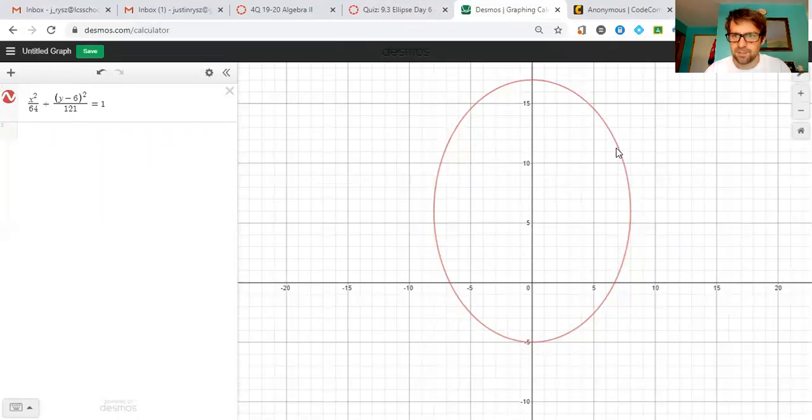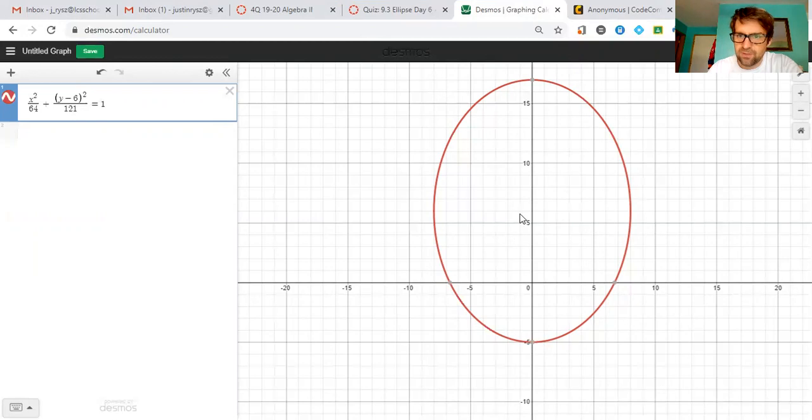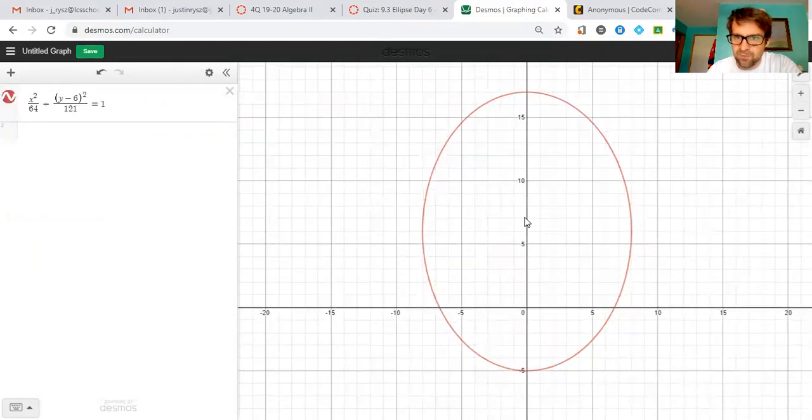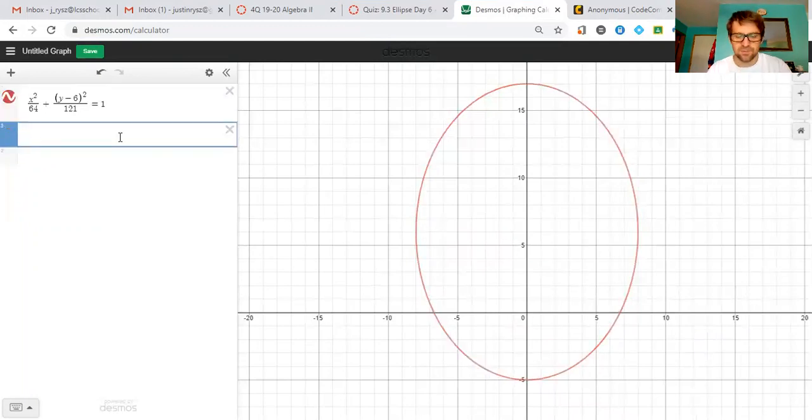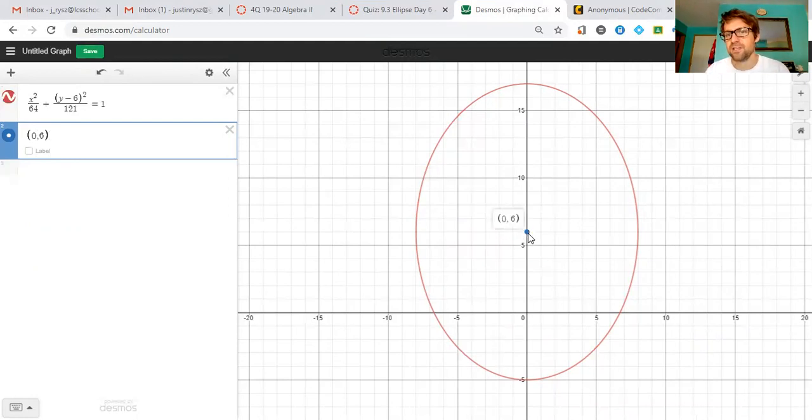Now, I think it's a whole lot easier. We can actually click on it, and it can tell us some spots. So if we look here, once we zoom up, we can see that, yes, the center would be around 0, 6. And if we just want to double check that, I'm going to type in 0, 6 as a point. And yeah, that was my guess. And that looks like it's right there on the center.